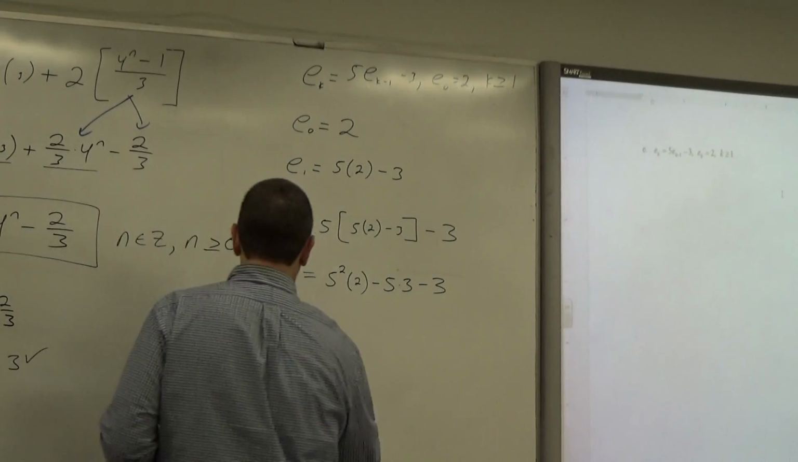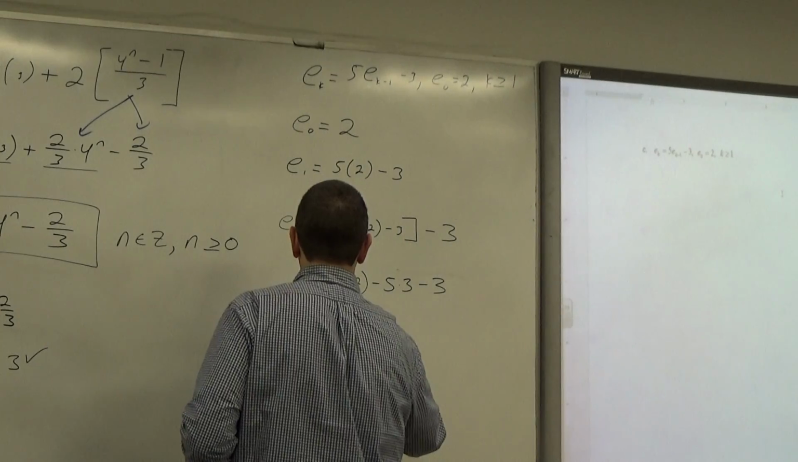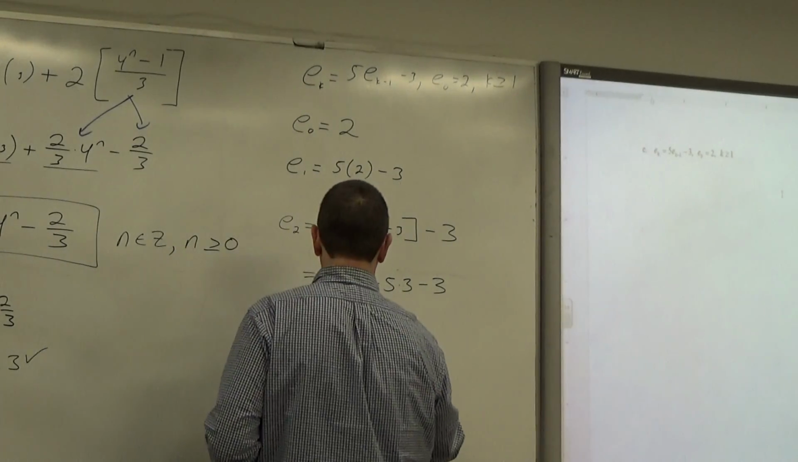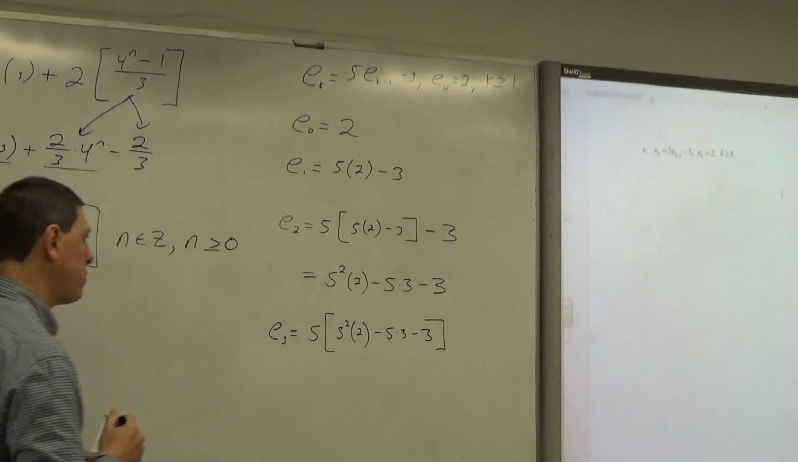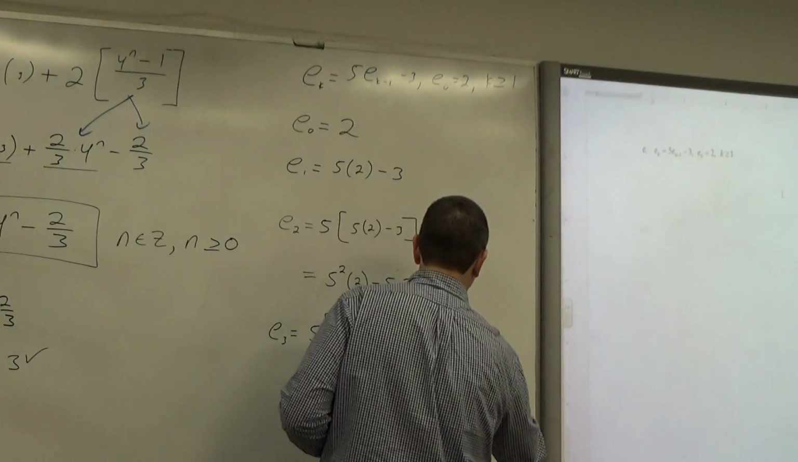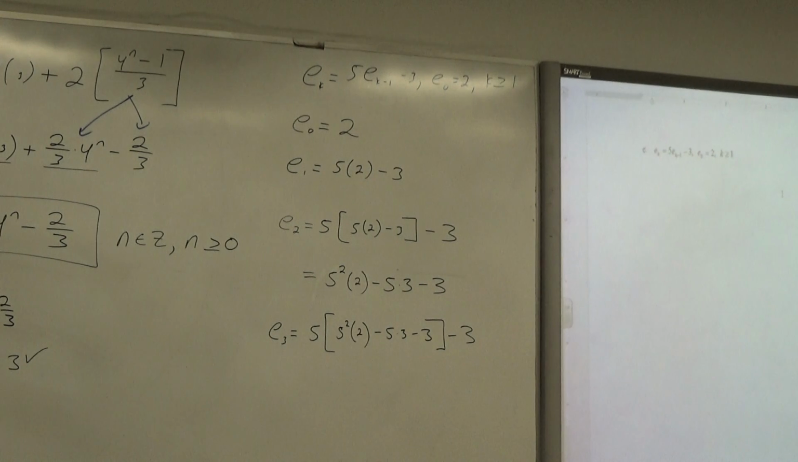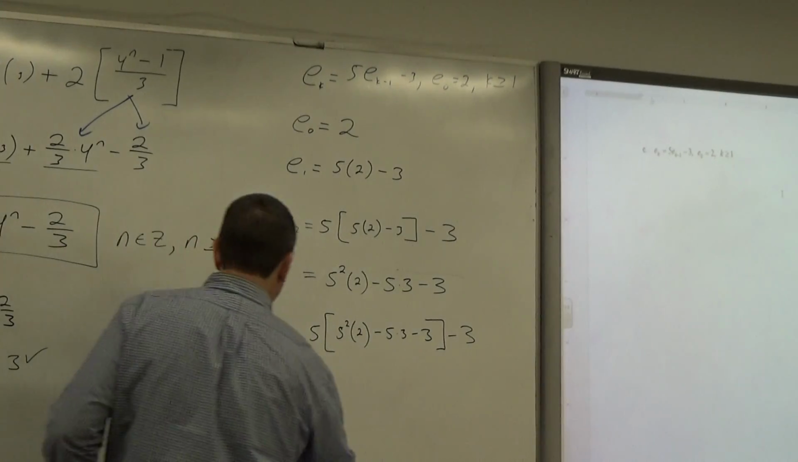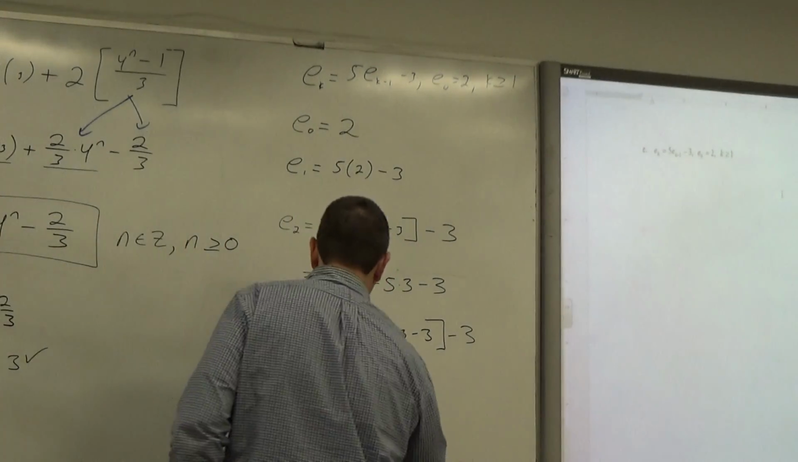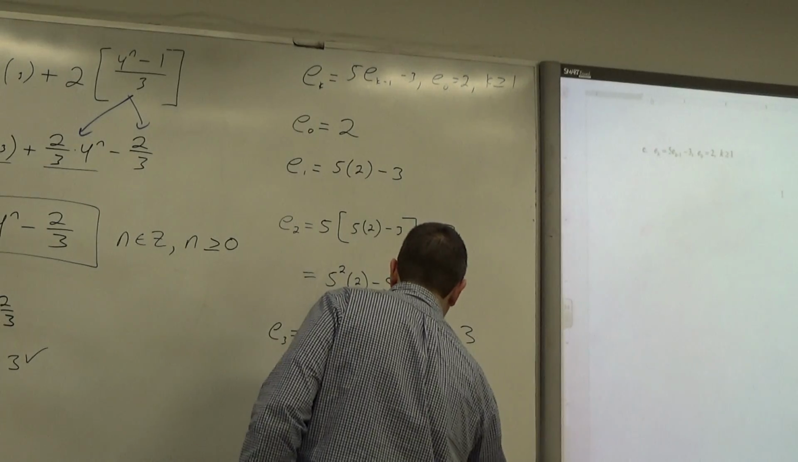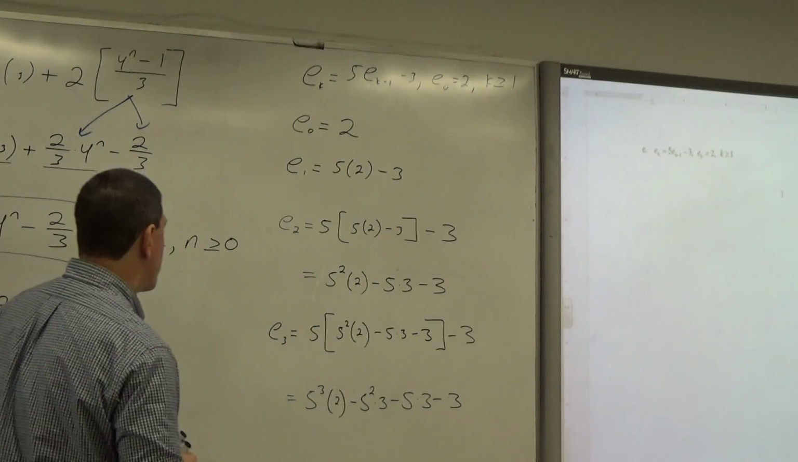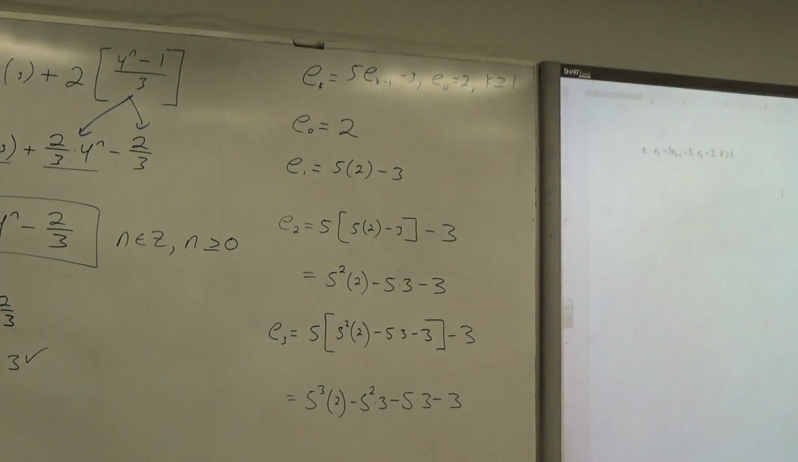E sub 3. That's 5 times the previous instance, 5 squared times 2, minus 5 times 3, minus 3, minus another 3. And then all we're going to do is distribute the 5 to all of those terms. So this is going to end up being 5 cubed times 2 minus 5 squared times 3 minus 5 times 3 minus 3. I'll let you guys copy that down while I erase the other board, so we can do maybe 1 or 2 more of these instances.